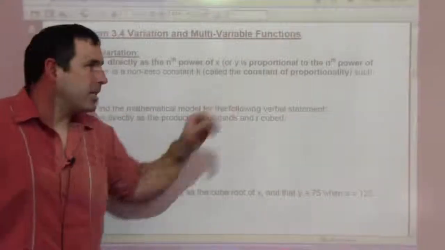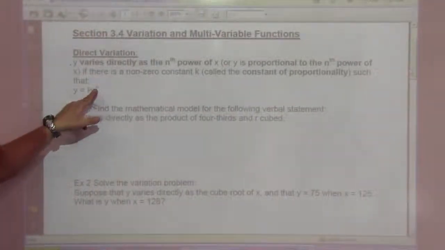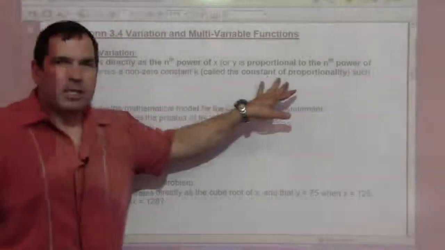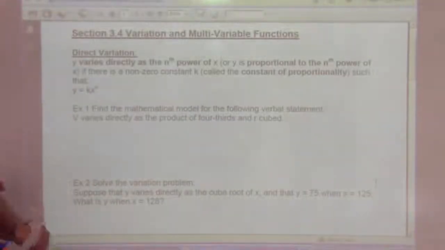These words mean something. That means y equals k times x to the n power, where k is your constant of proportionality. It's just a constant. It'll be a number. It could be a 2. It could be a 3.